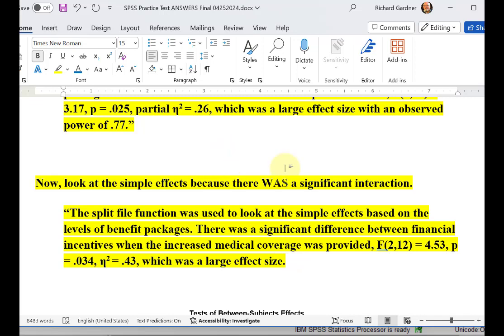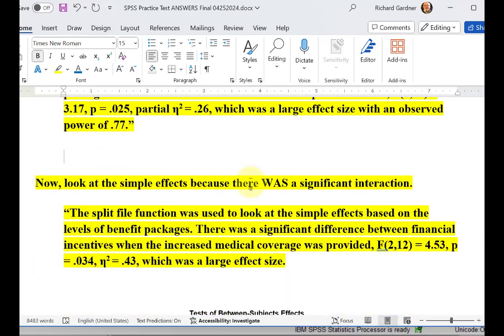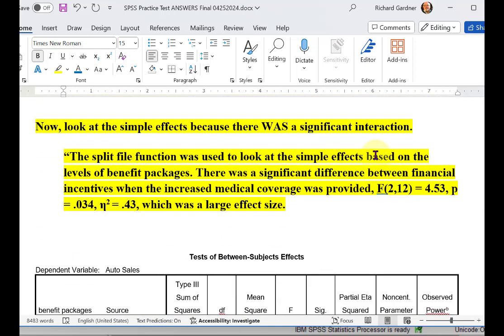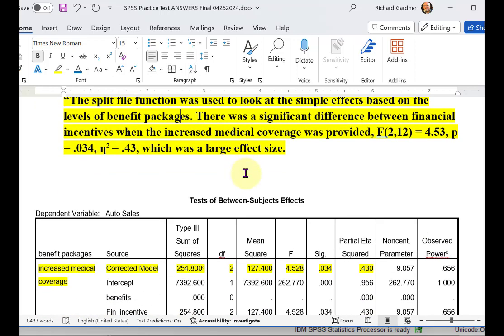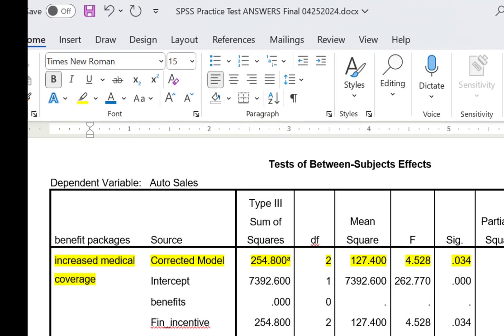Because there is a significant interaction, we don't know which of the variables is causing the difference in auto sales. Is it the benefits package or is it the financial incentives? So we're going to do some simple effect investigating. And how I did it was I split the file. I'm going to show you that right now, but I split the file based on benefit packages, and then we just ran one-way ANOVAs, one for each one. Let me show you how that's done.